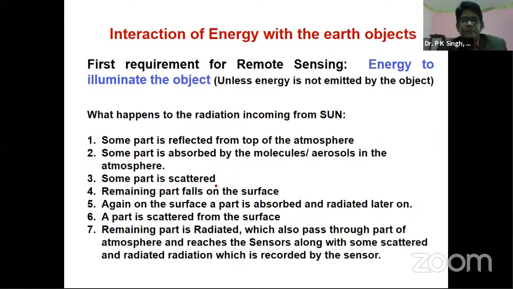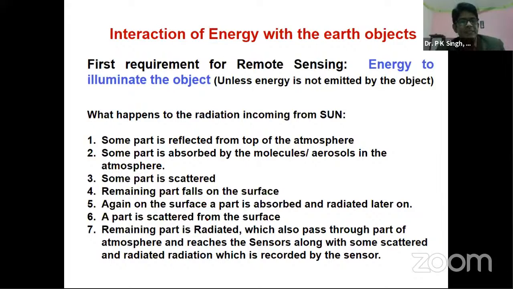Okay. This part actually I have explained earlier. See, the first requirement for remote sensing is energy to illuminate the object. How are we getting this energy? Either it is solar energy, or there are active sensors which give their own energy to be recorded. If it is solar energy, then some part is reflected from the top of the atmosphere, definitely. Some part is absorbed by the molecules and aerosols in the atmosphere. The whole part doesn't reach the surface, and some part is scattered. The remaining part falls on the surface, as I explained.